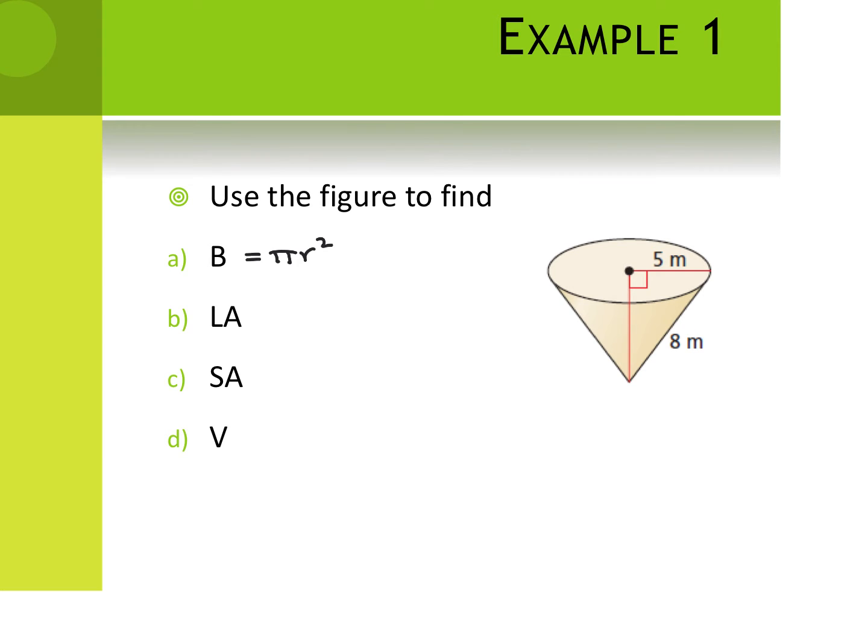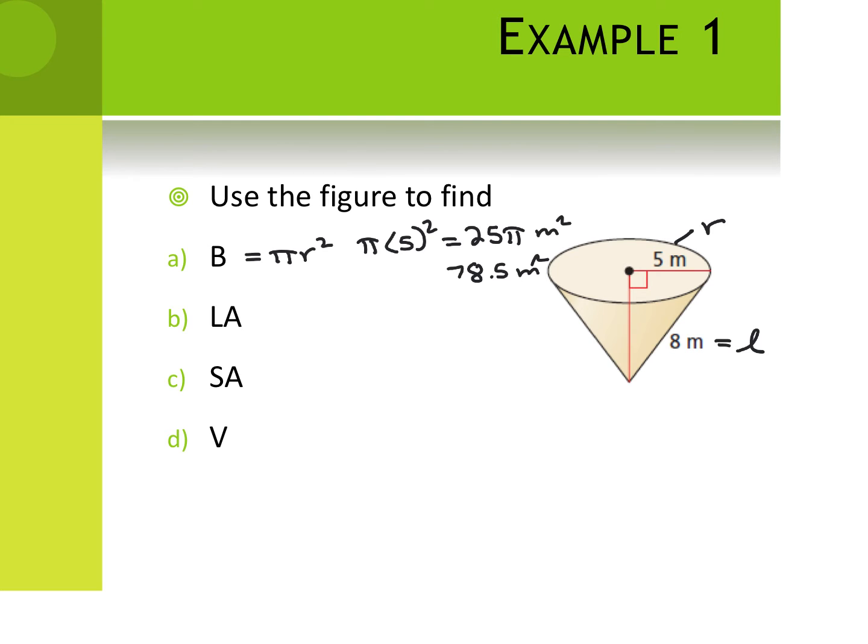The 8 here is the slant height. The 5 is the radius. So pi times 5 squared gives me 25 pi. So if it asks you to leave it in terms of pi, that would be that answer. However, if it says to round to the tenths place, this is 78.5. And these are meters squared because this is area.